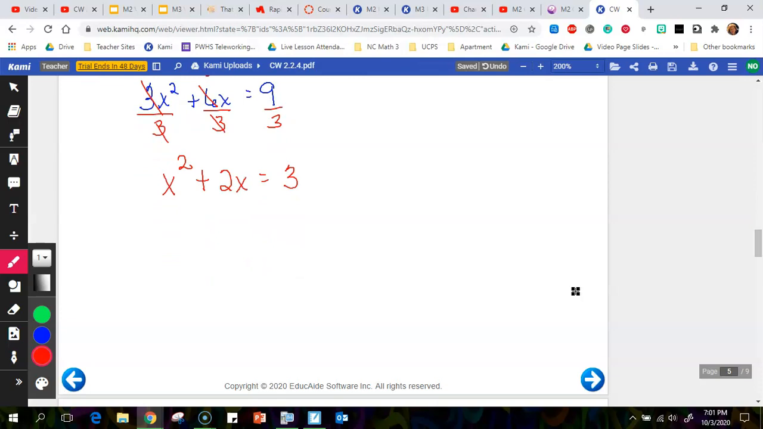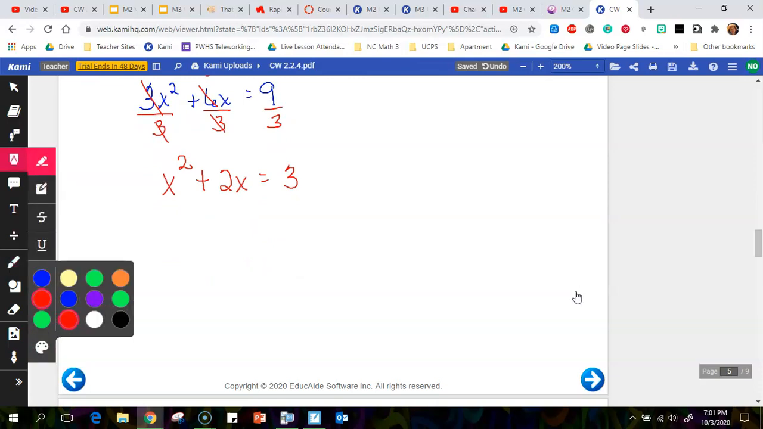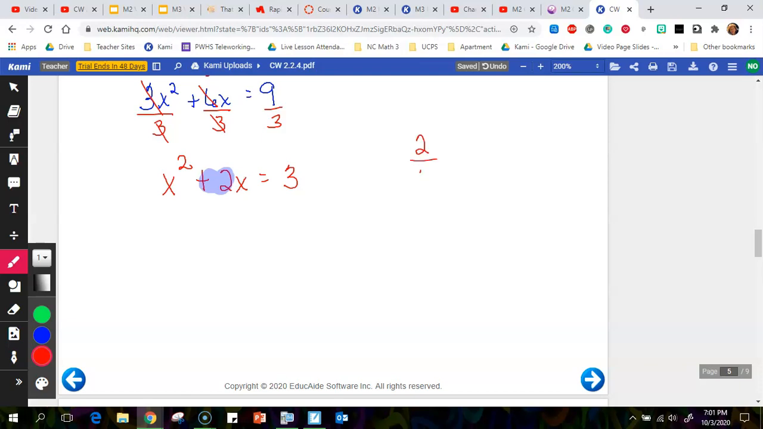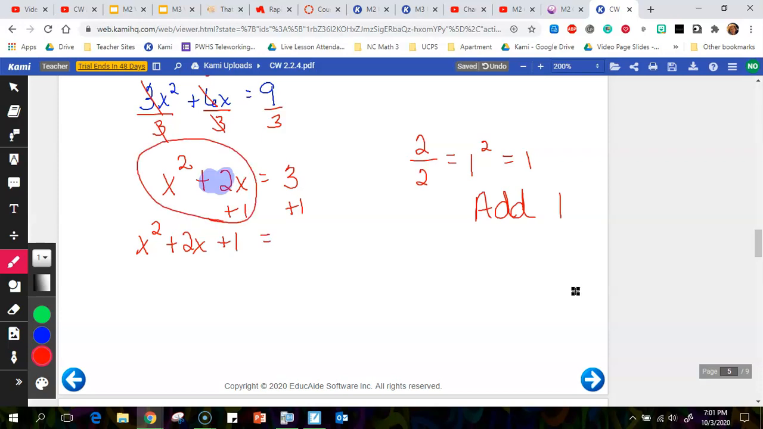Now I need to complete the square. Look at this term right here. It's a positive 2. 2 divided by 2 equals 1, and then 1 squared equals 1. So I need to add 1 to both sides. Plus 1, plus 1. X squared plus 2x plus 1 is how I have to write that. They're not like terms, so that's how I have to write it. 3 plus 1 is 4.